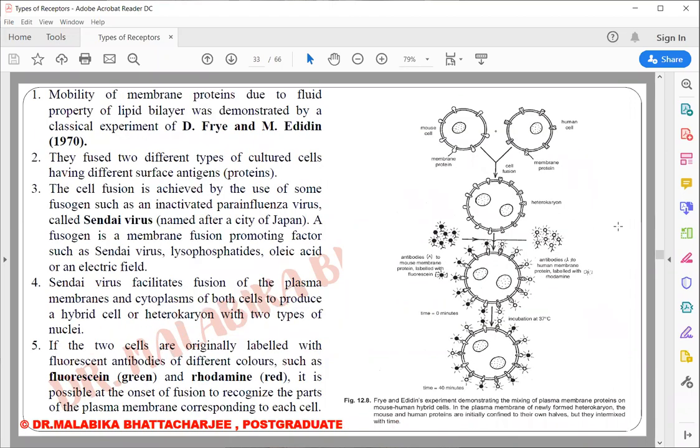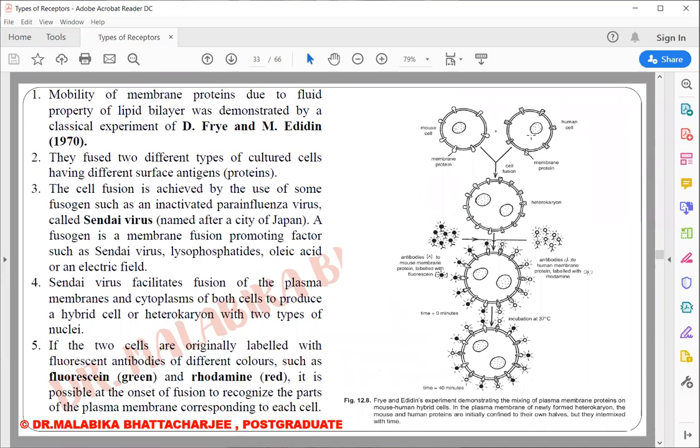And this is another example of the lateral movement of protein and lipids. If this question comes, you can give the FRAP experiment, or you can give the famous experiment of Frye and Edidin in 1970. What did they do? Look at the picture. This is a mouse cell. This is a human cell. Now, there are membrane proteins on the mouse cell. There are membrane proteins on the human cell.